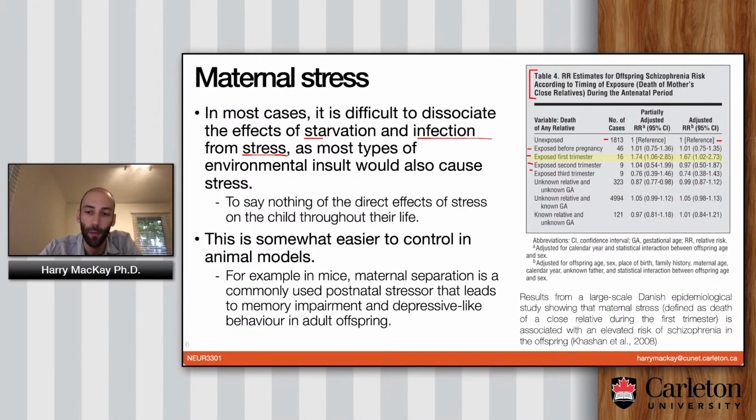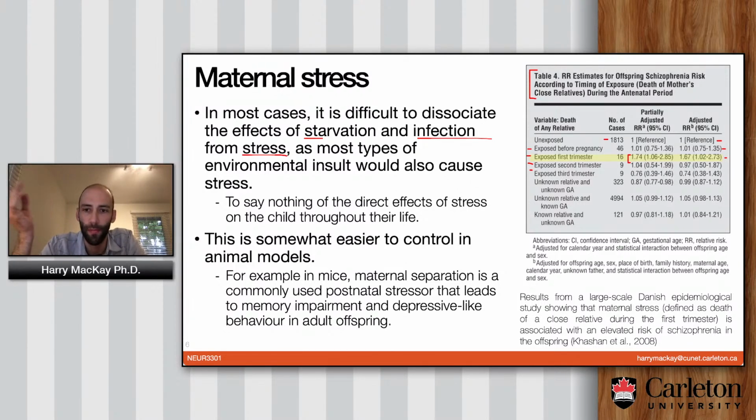And then you look at the relative risk among people who were born after their mom was exposed before pregnancy or whenever else. What you will find is that the relative risk of schizophrenia is markedly increased if mom had been exposed to stress during the first trimester. The relative risk is 1.74, or at least that's the partially adjusted one, maybe 1.67. You can interpret this as saying you're about 75% more likely to develop schizophrenia if your mom was stressed during the first trimester of pregnancy.